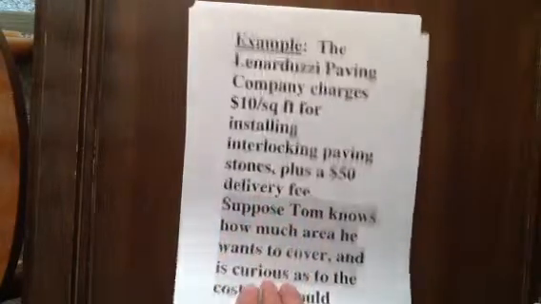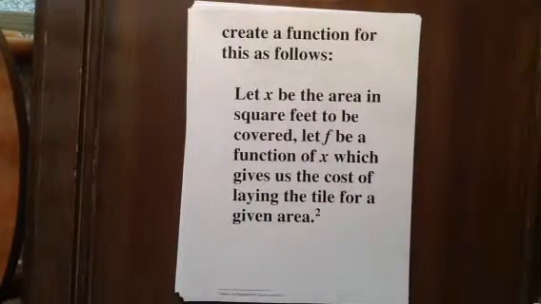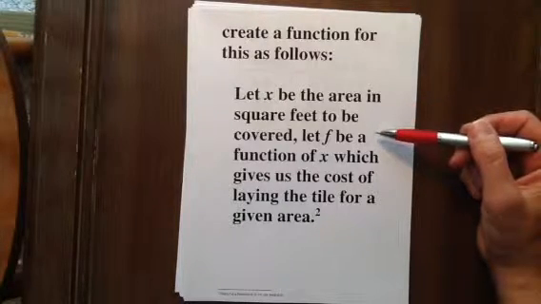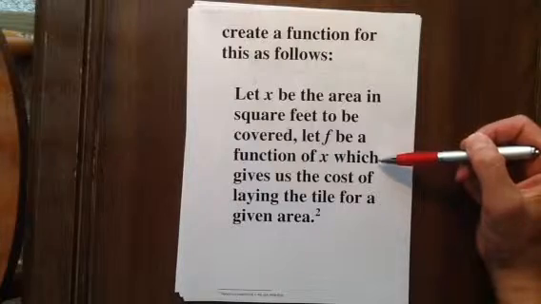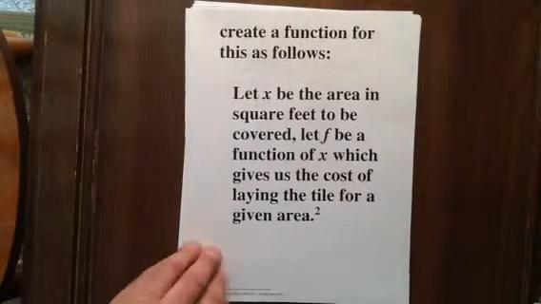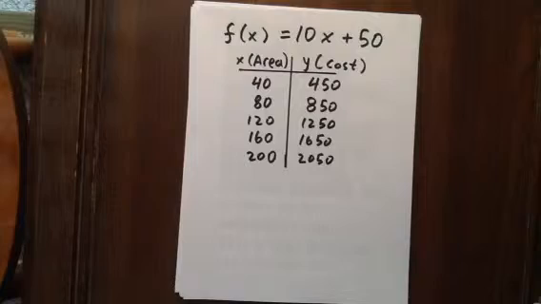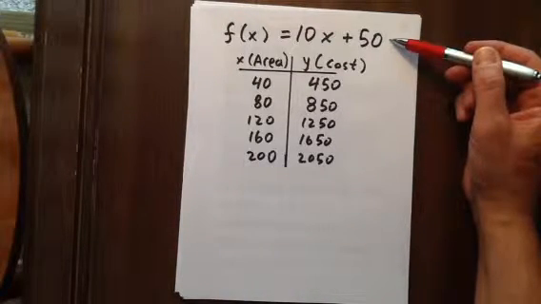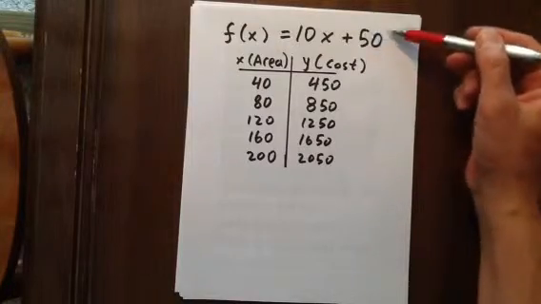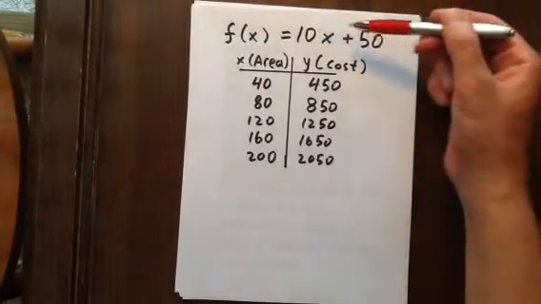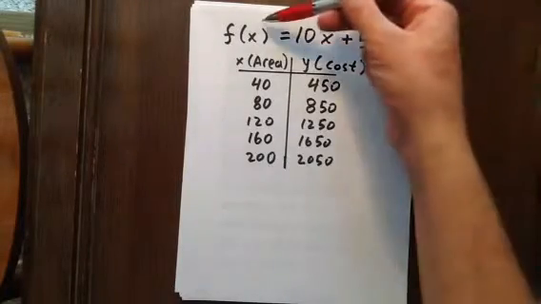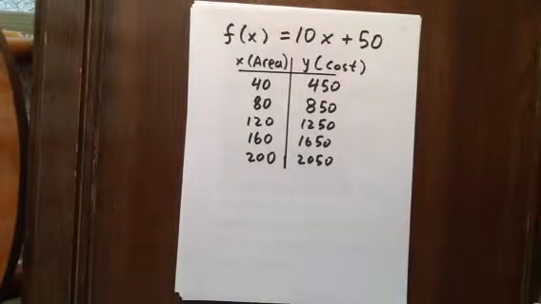Okay? Well, what we could do then is create a function as follows. Simply let x be the area to be covered. Let f be a function of x, which gives us the cost of laying the tile for a given area. And from grade 9 math, we would see, therefore, that since our initial value is 50 and our rate of change is 10, our equation would be y equals 10x plus 50. But since we're putting it in function notation form, we can call it f of x equals 10x plus 50.